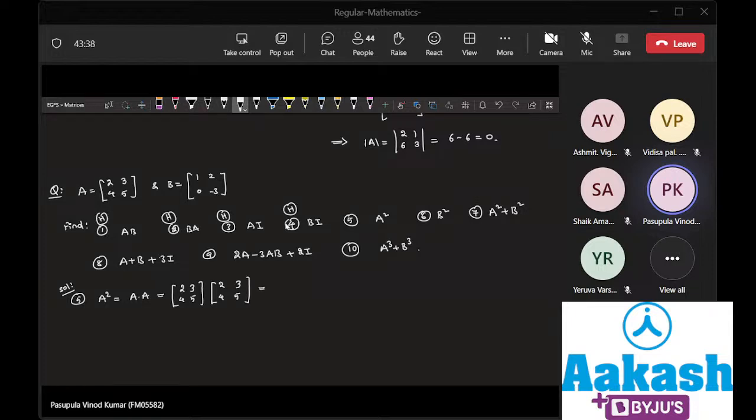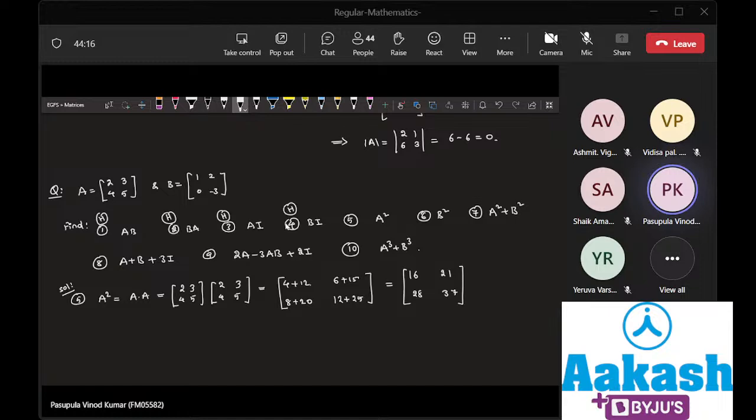So what is it here? You can multiply these, what are you getting? 2 2s are 4 and 3 4s are 12, 4 plus 12. And 2 3s are 6, and 3 5s are 15. And next, 4 2s are 8, 5 4s are 20, right? Next, for second row and second column, 4 3s are 12, 5 5s are 25. So what you are getting here is 16 and 21, and this is 28, and this will be 37. Okay, so this is about A square.